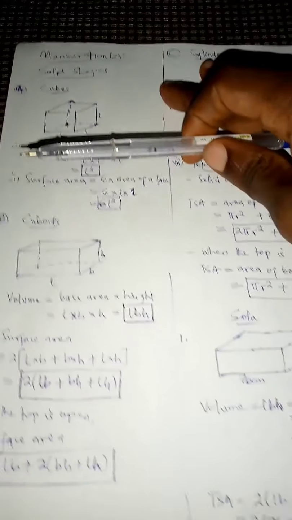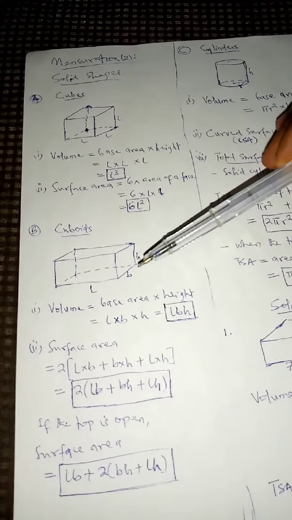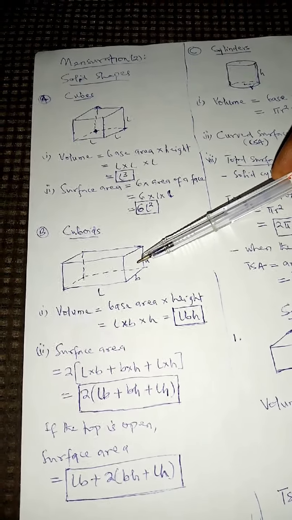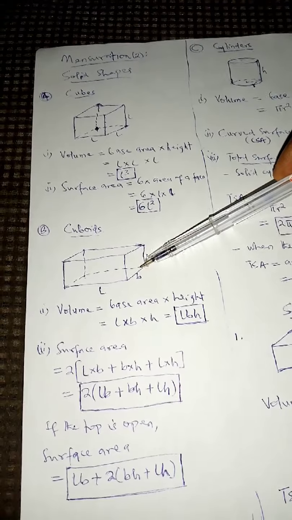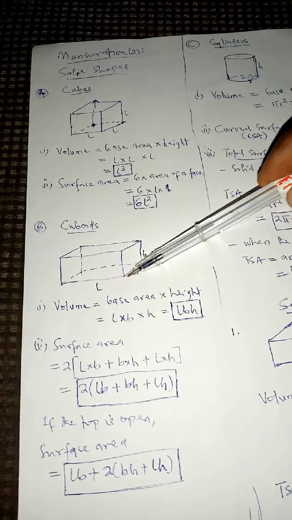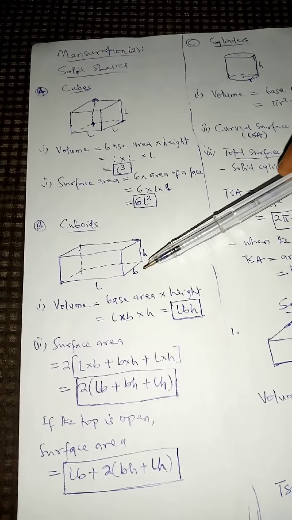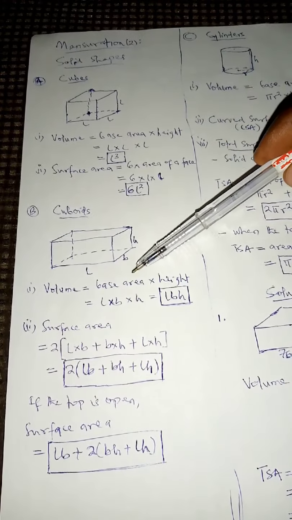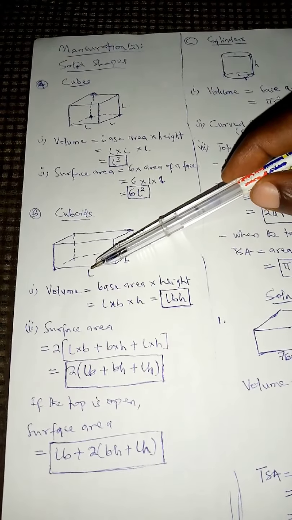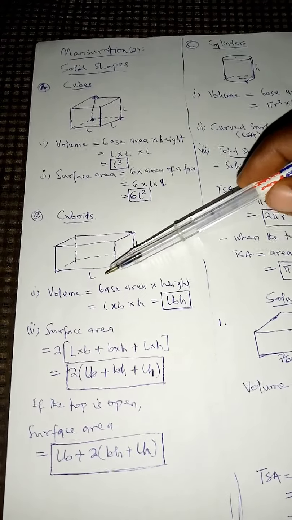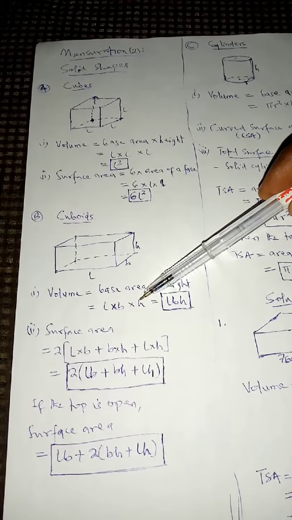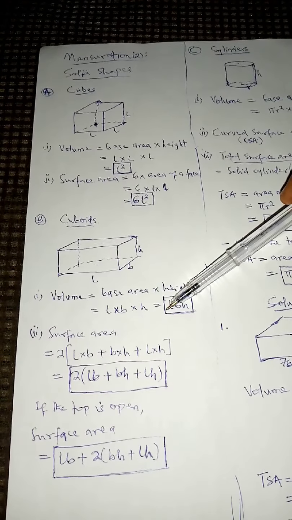Similarly, when you take cuboids, a cuboid has 6 rectangular faces. Like in this case, our cuboid has length L, breadth B, height H. It is a prism, and the volume of a prism is base area times height. The base is a rectangle with length and breadth, area length times breadth. The height is H. Therefore, volume of a cuboid is LBH, length times breadth times height.